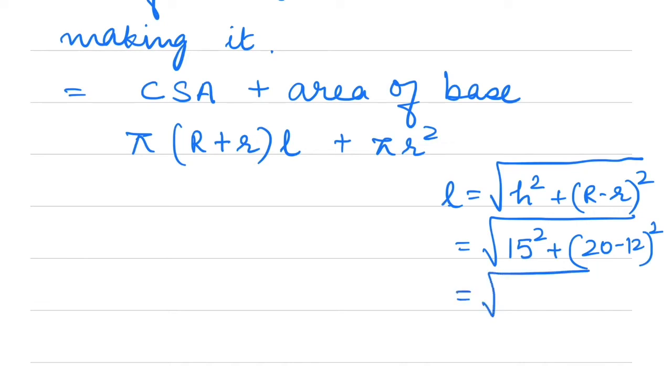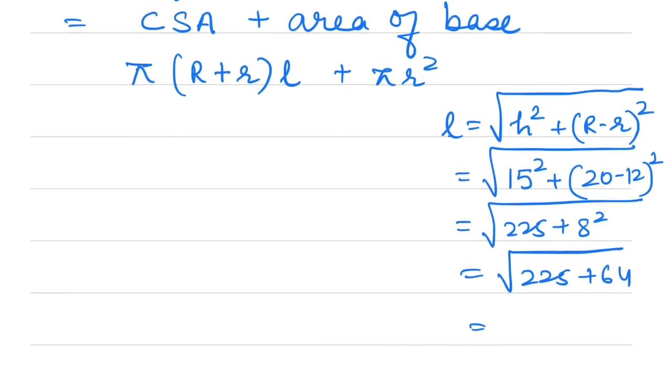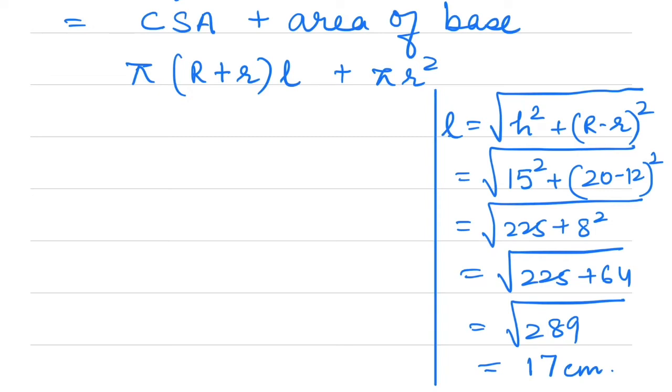This is equal to square root of 225 plus 8 square, which is 225 plus 64. So this is equal to square root of 289. So this is equal to 17 centimeter. So now we are going to substitute this in this formula. Pi we have to take as 3.14 as it is given in the question.